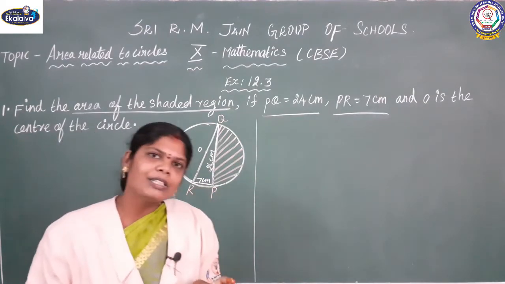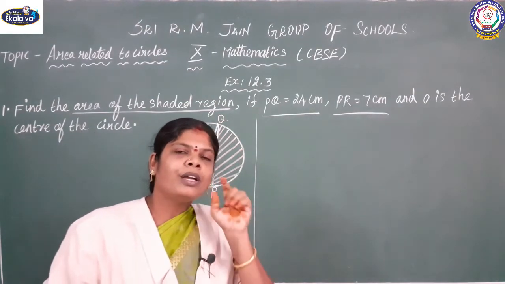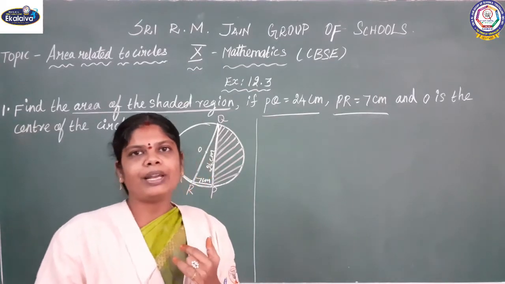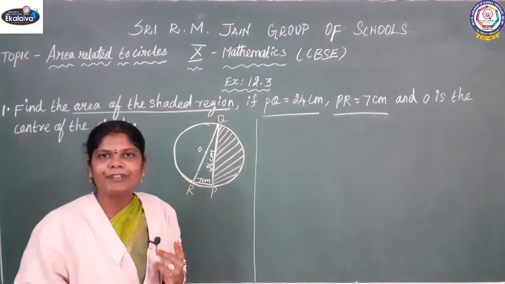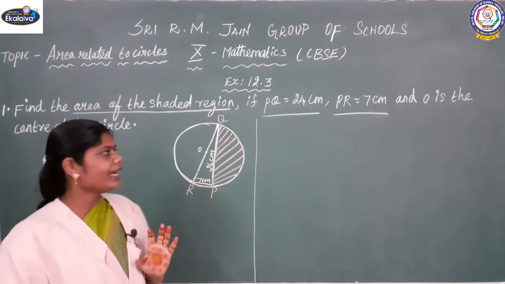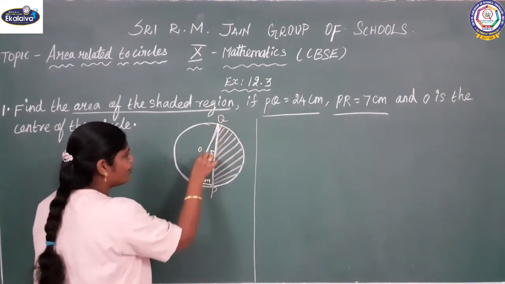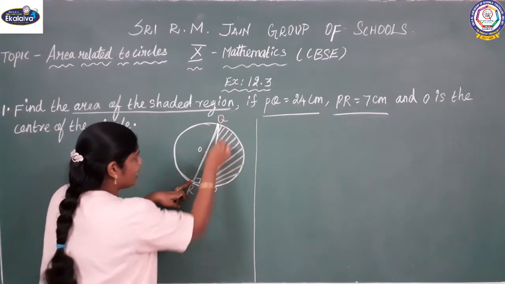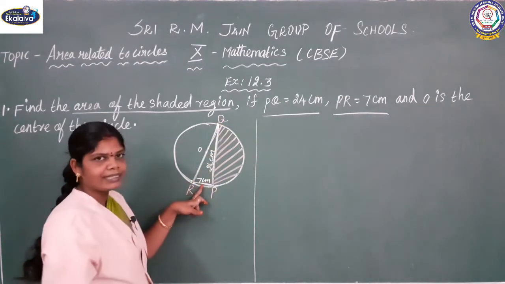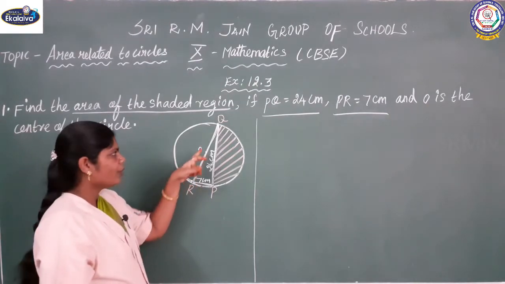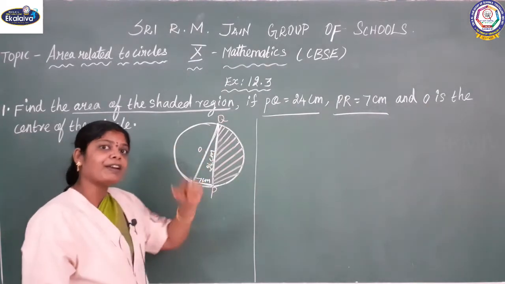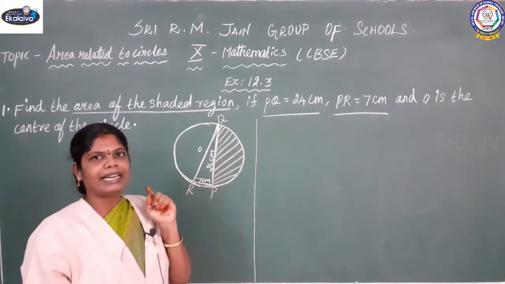So what are the things you need, children? You need the radius. But here the radius is not given. First we are going to find the radius. Okay, see here, this is the diameter of the circle. In the triangle, these two sides' lengths are given. So this value we are going to find first. First you find the diameter. From the diameter you find the radius.